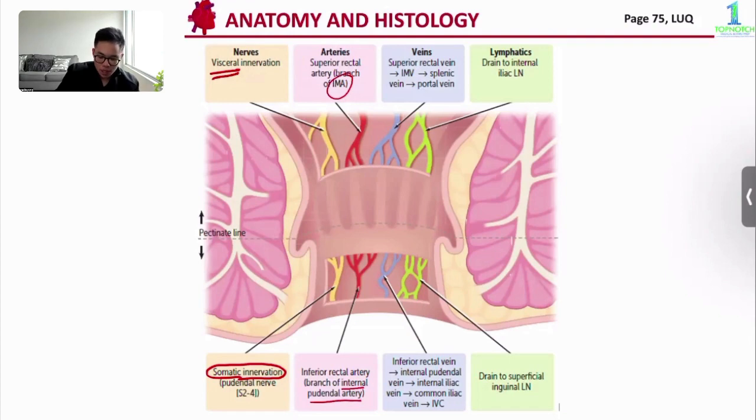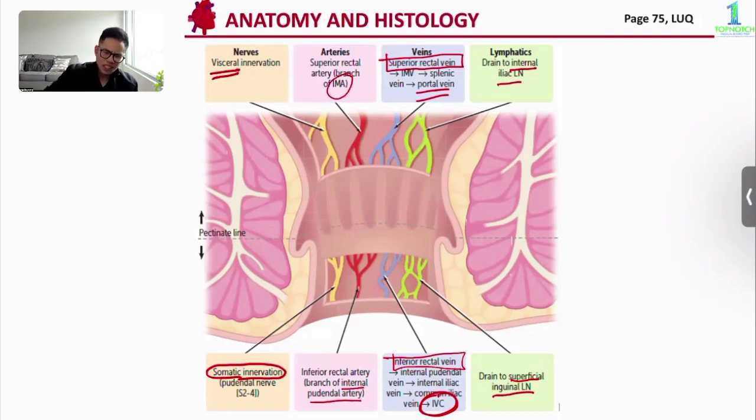The veins also differ. This is the superior rectal vein. Here, it's the inferior rectal vein. The reason why this is important is that the vein above the pectinate line drains towards the portal vein, whereas below the pectinate line, it's going to be through your central IVC. And more importantly, the lymphatic drainage is also different. Here, if you have cancer, it's going to be the internal iliac nodes. Here, it's the superficial inguinal nodes together with some parts of your genitals. So they drain together in the superficial inguinal lymph nodes.